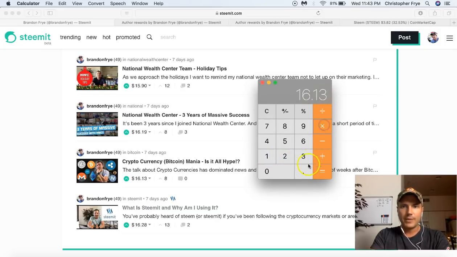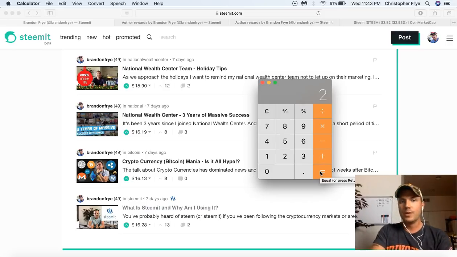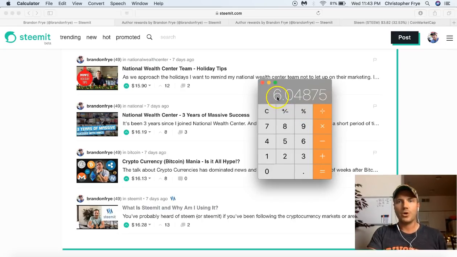And then we need to figure out what 75% of that is. So times it by 0.75 equals 12.0975. And then divide it in half, because it's 50-50, right? 50% of that 75 is going to Steam back dollars, and the other 50% is going to Steam Power. So this is what it should have given me, right? 6.04875, we'll just round that to 6. Let's do 6 Steam back dollars.